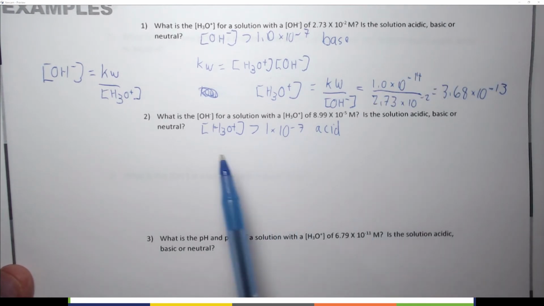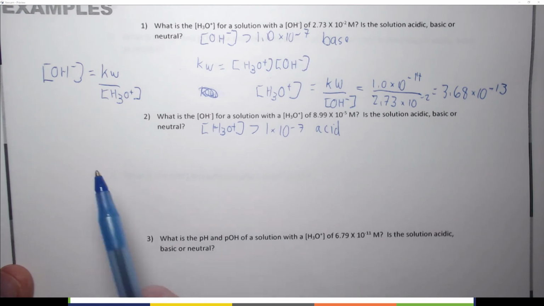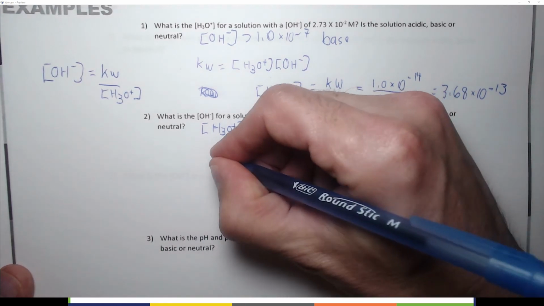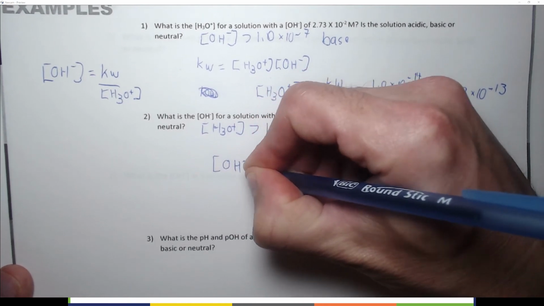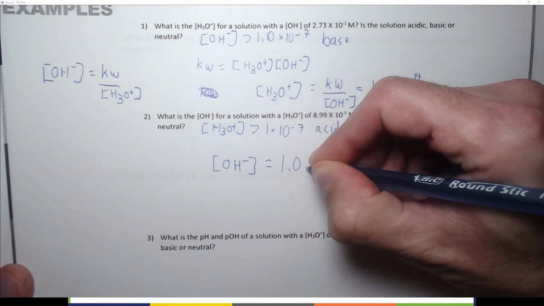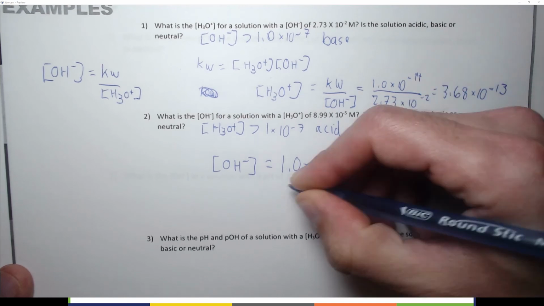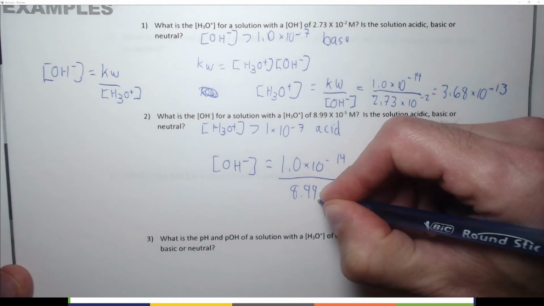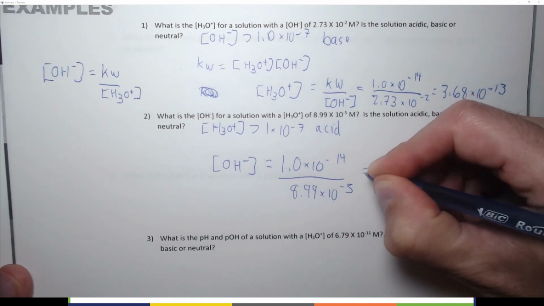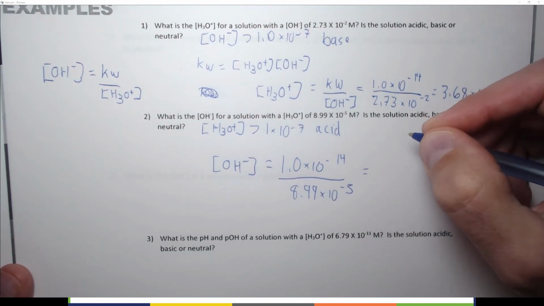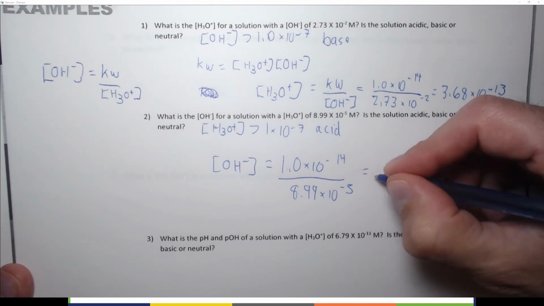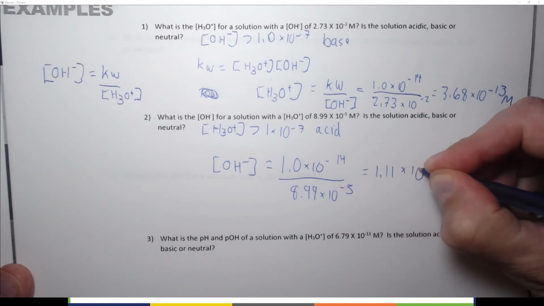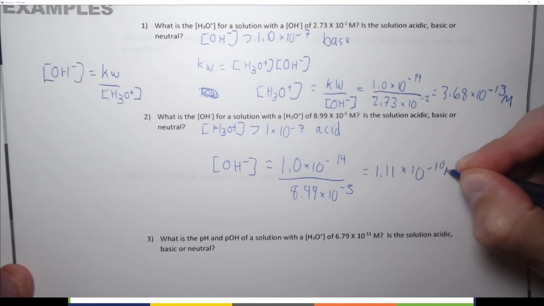Okay, now we need to calculate the concentration of OH minus. Well, we do this the exact same way. All right, so concentration of OH minus equals Kw, which is 1 times 10 to the minus 14, divided by 8.99 times 10 to the minus 5. And when we do that, we are going to get 1.11 times 10 to the minus 10 molar.